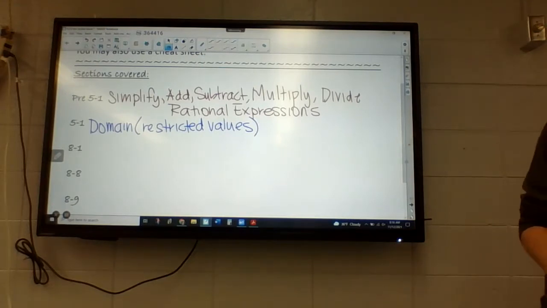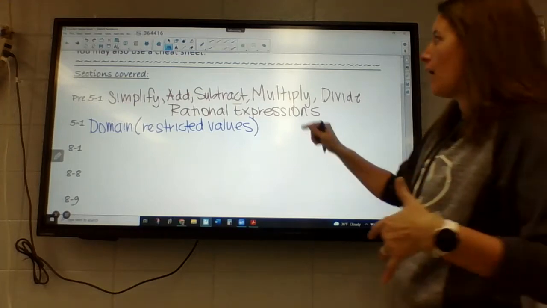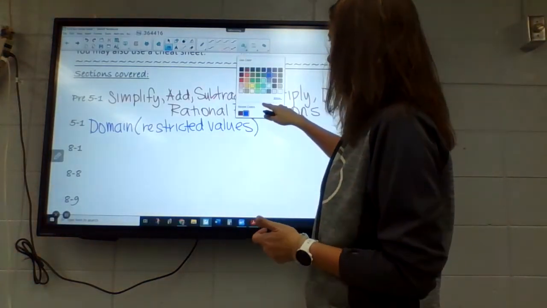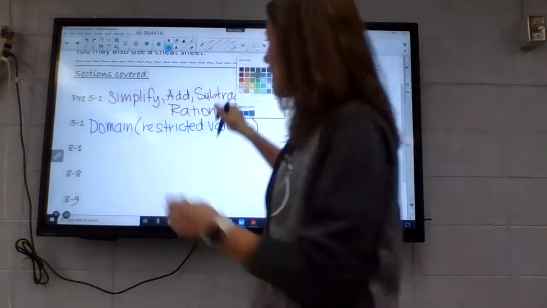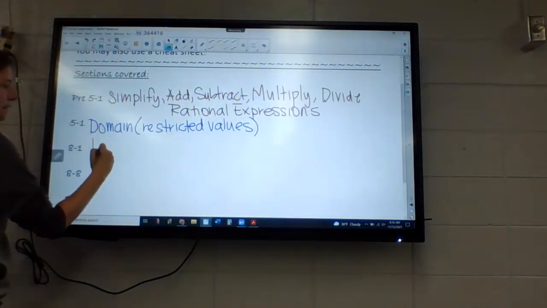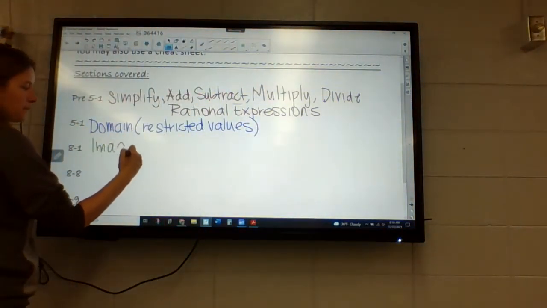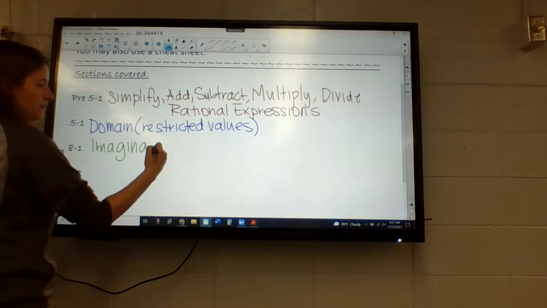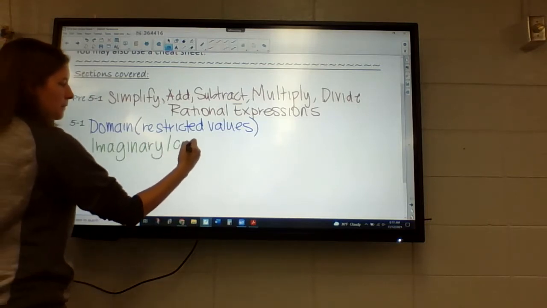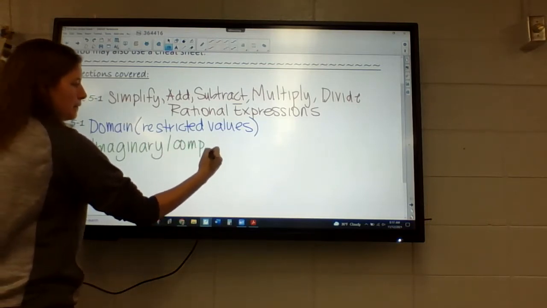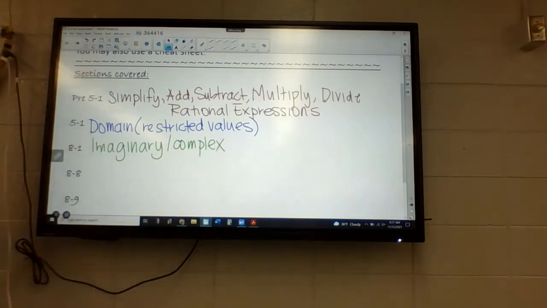So then in 8.1 is where we got into imaginary values and being able to rationalize the denominator with imaginary, being able to evaluate, simplify, kind of all the things involving those.